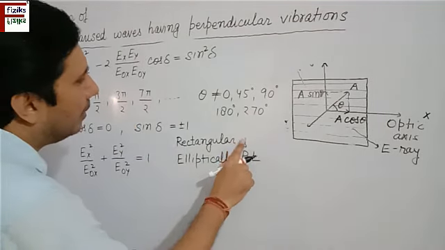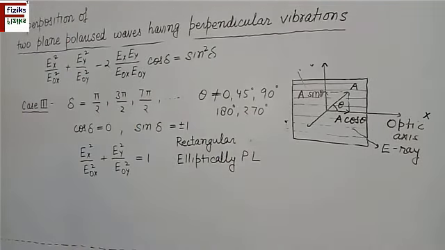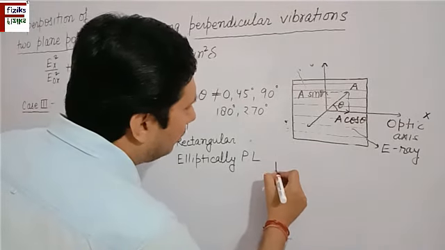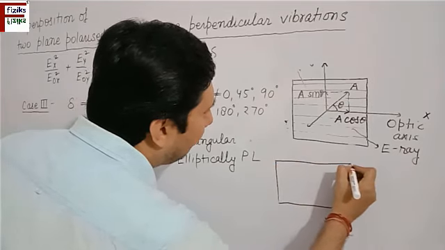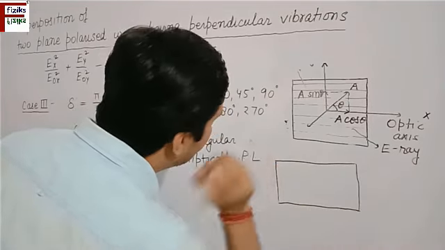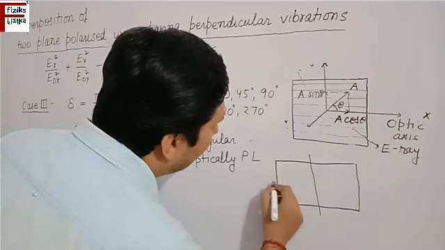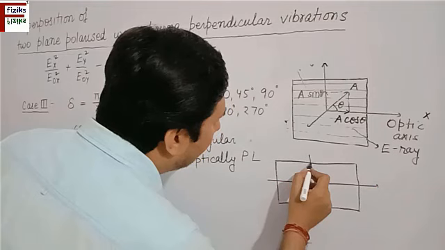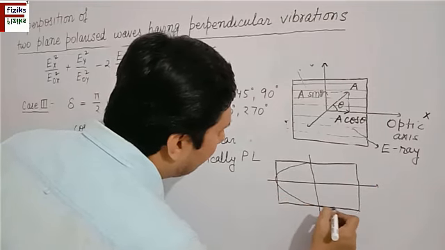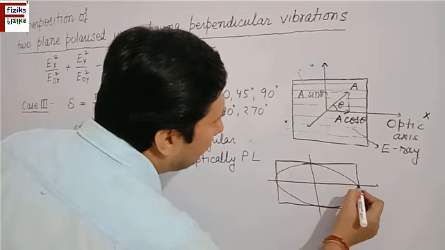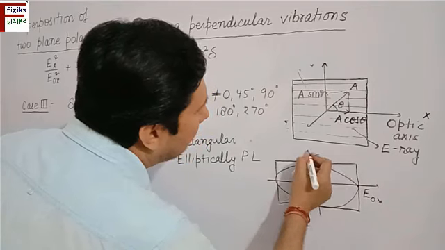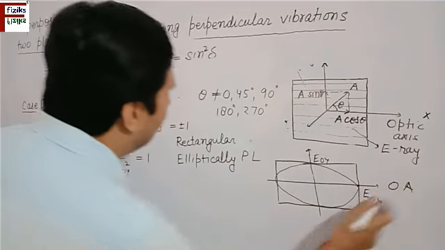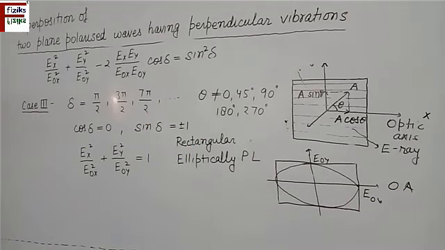What is the meaning of rectangular elliptically polarized light? On the emergent side, we will have this type of profile. This is the rectangular ellipse. So here this is E naught x, here this is E naught y, this is the optic axis. So we will have this type of elliptically polarized light on the emergent side.